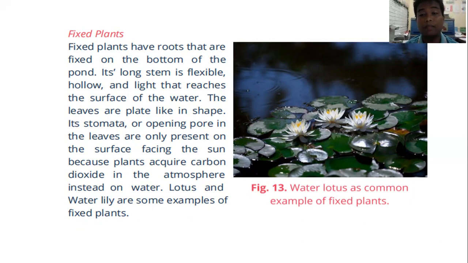Okay, so fixed plants can reach the surface of the water, unlike the floating type of aquatic plants. The leaves are plate-like in shape. It's like a plate ang ilahang mga dahon. Its stomata or opening pores in the leaves are only present on the surface facing the sun because plants acquire carbon dioxide from the atmosphere instead of water. Lotus and water lily are some examples of fixed plants. So those are examples of the fixed plants.